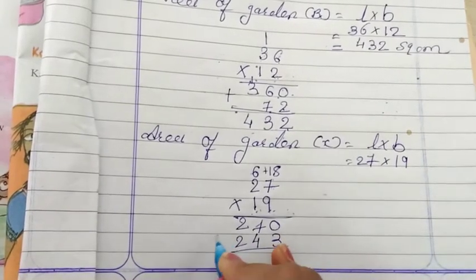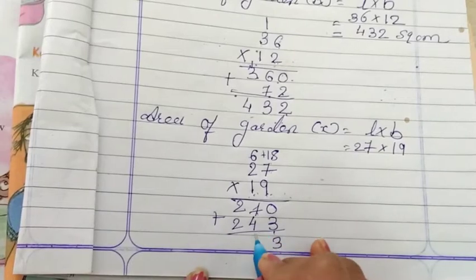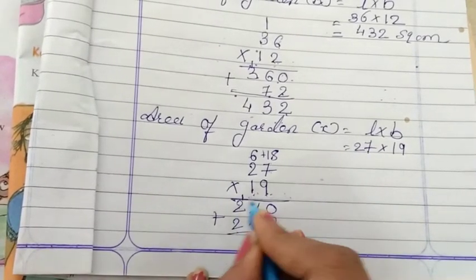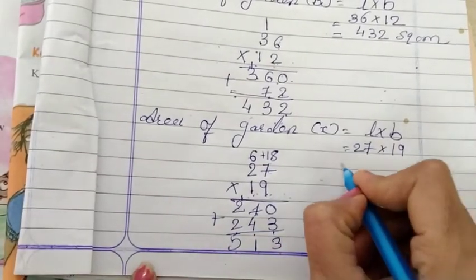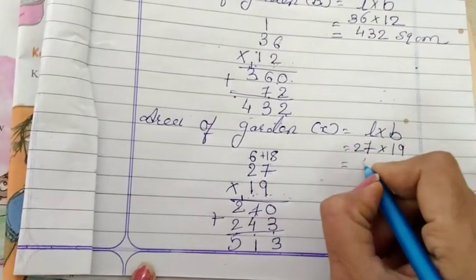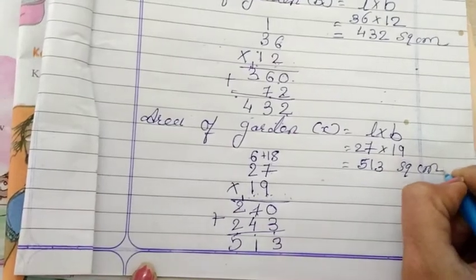Then we will add both. Answer: 0 plus 3, 3. 7 plus 4, it is 11. And 2 and 2, 4 and 1, 5. 513. So the area of garden C is 513 square centimeter.